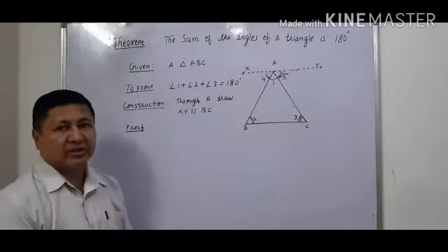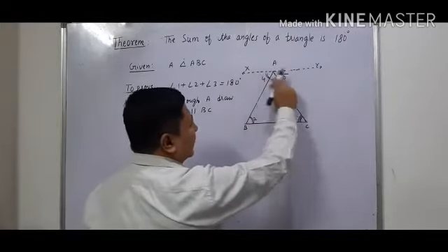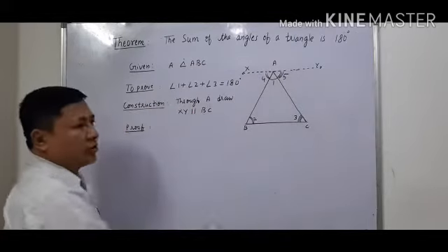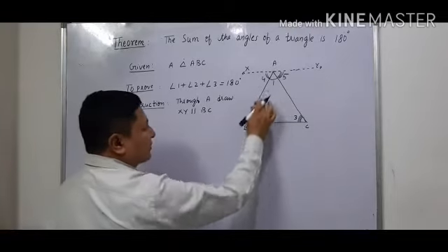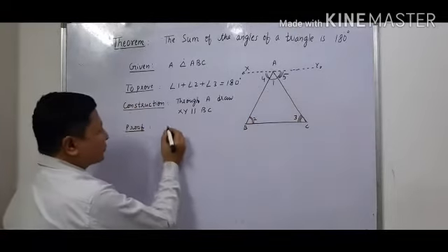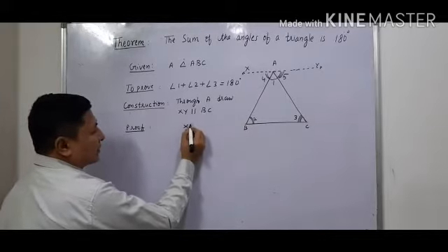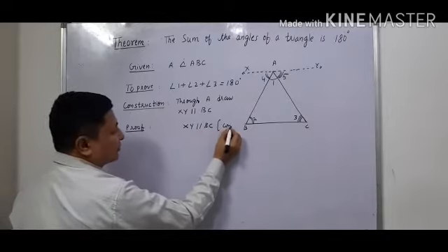Now we have done one construction here. And what is the construction? We have drawn a line XY which is parallel to BC through A. So through A, draw XY parallel to BC. Now we will prove that the sum of these three angles is equal to 180 degrees. Now XY is parallel to BC, that we have done in construction.